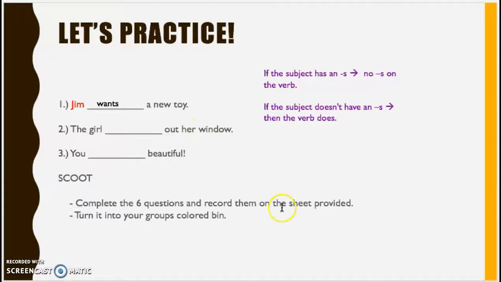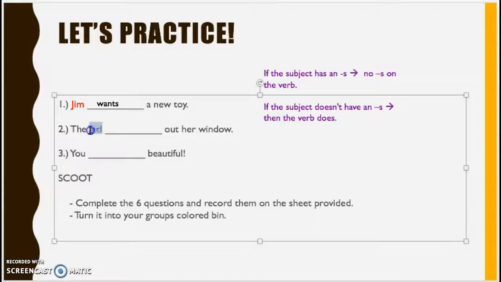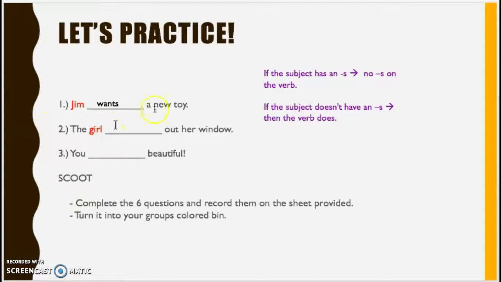All right, first thing you need to find is the subject. So what's the subject of the sentence? Good. If you said girl, you would be correct. So look at girl. Does the subject have an S or does it not have an S? It doesn't have an S, so which verb would correctly complete this sentence? If you put the girl looks out her window, you would be correct.